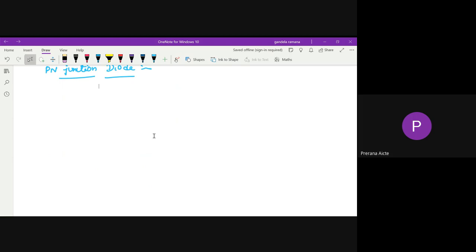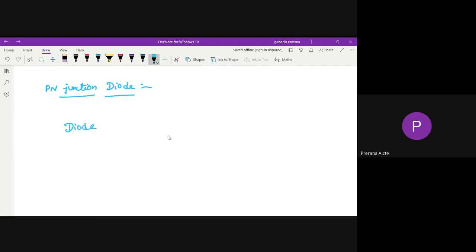Is a diode an active device or a passive device? Diode is a passive device, because a normal diode cannot produce any voltage. Diode is used as a switch.